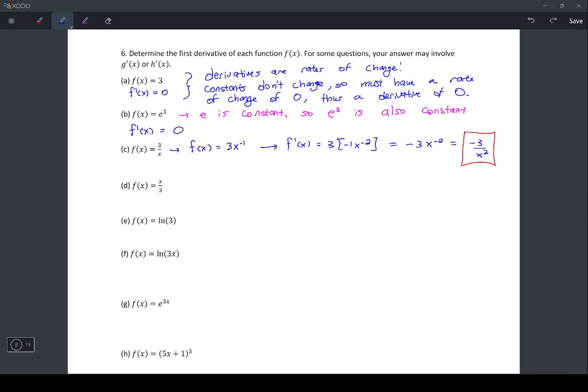For the next one, the x is on top and it's being divided by 3. I'm going to rewrite this as well. Dividing something by 3 is the same as multiplying it by a third. And x without a power on it is the same thing as x to the power of 1. Well, I should write down power rule here.